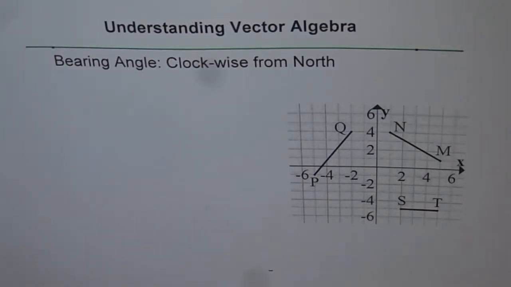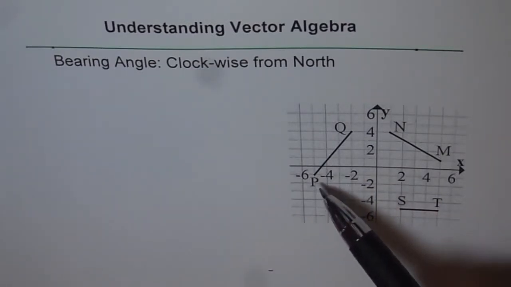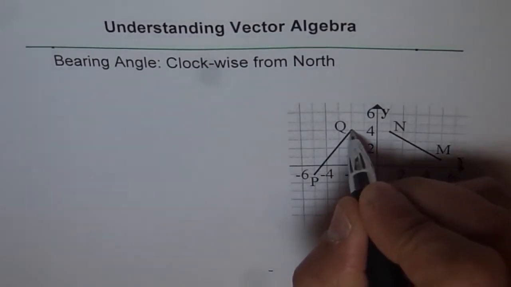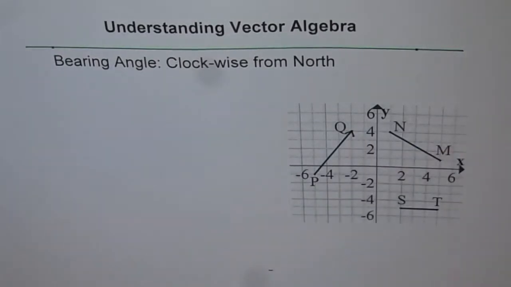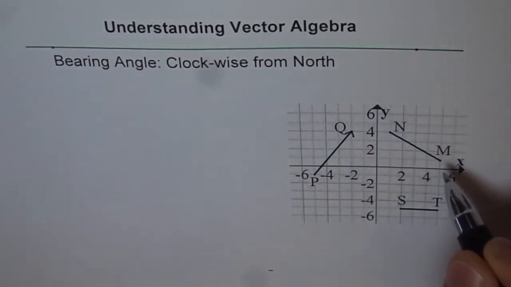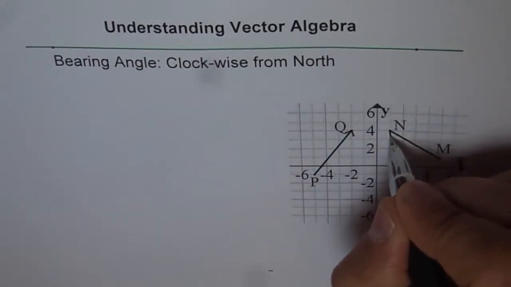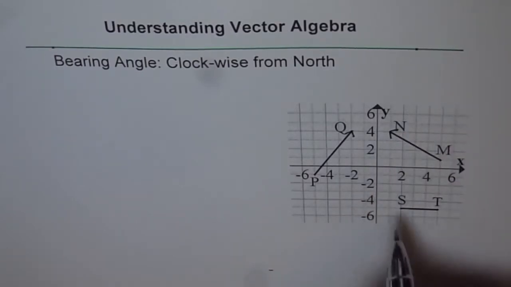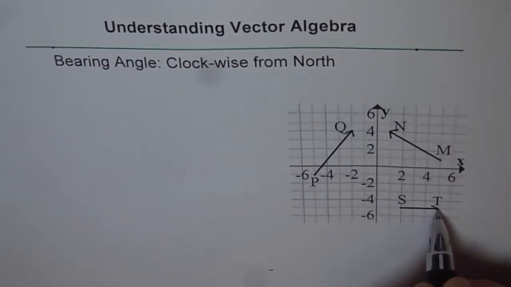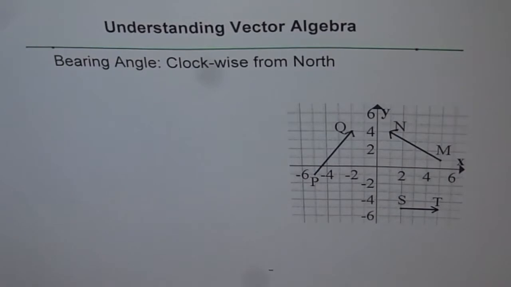So here we have three different vectors shown. This vector is PQ. Let me give a direction here. So this is PQ for us, and this is MN, let us say. It is pointing in this direction. And ST, let me point that direction. Let us give direction to each of our vectors. So we have three vectors here, and we'll try to understand how to find bearing angle for these vectors.